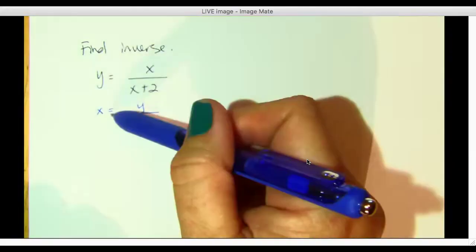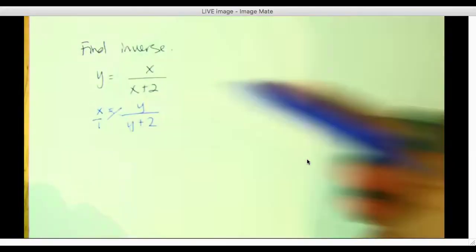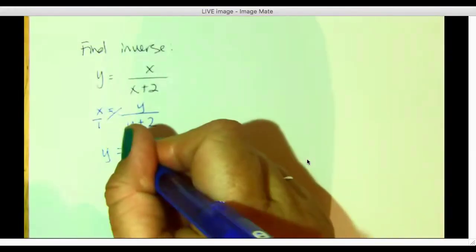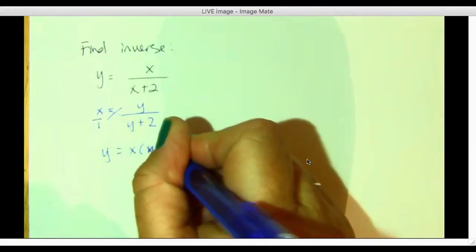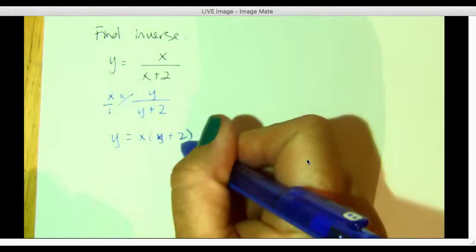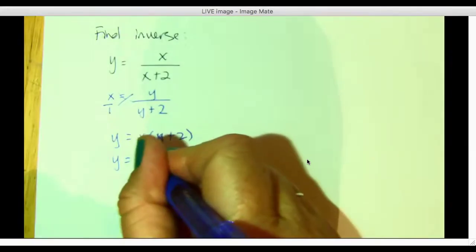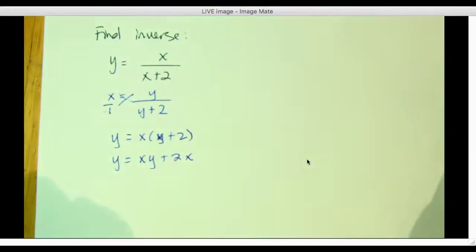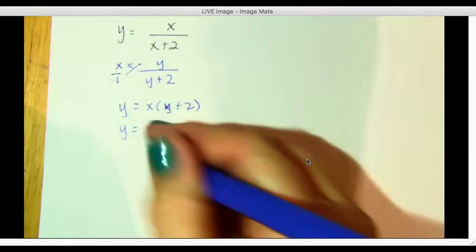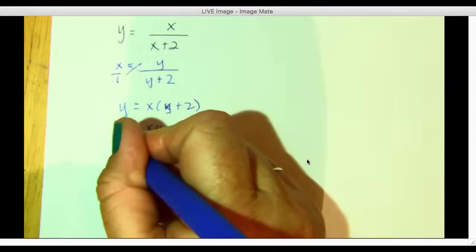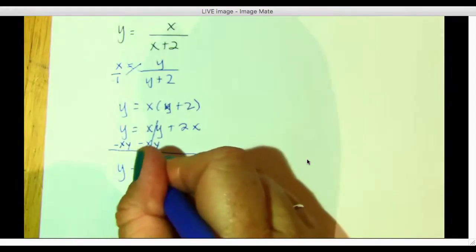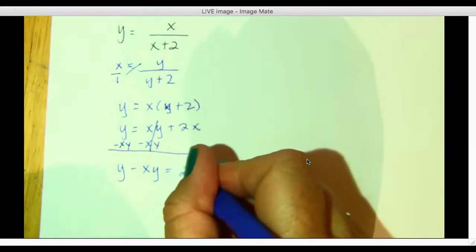And what I'm actually going to do now is cross multiply. Well, this x is like x over 1. So y times 1 gives me y. It's equal to x times y plus 2. And right now, I'm going to go ahead and distribute this x. So I have y is equal to xy plus 2x. And I want to get just one y. I'm trying to get y by itself. So I'm going to get this term on the same side as the other y. So I have y minus xy is equal to 2x.